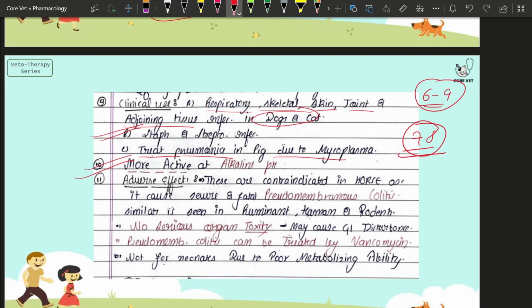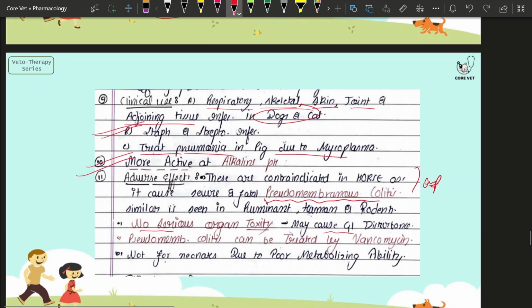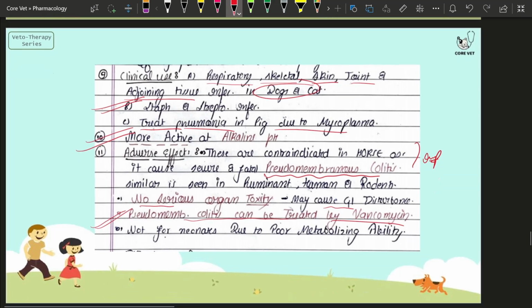Right? If we talk about the adverse effect, there is one most important adverse effect of the lincosamide, which is the pseudomembranous colitis in the case of the horse. You have to remember this particular thing. This is important, that which particular class of drug leads to the pseudomembranous colitis in horses? This is the lincosamide. Okay, I hope this particular part is clear, and no serious organ toxicity is there and it may cause GIT disturbance. Okay, the pseudomembranous colitis can be treated by vancomycin, okay, not for the neonates, due to the poor metabolizing ability.